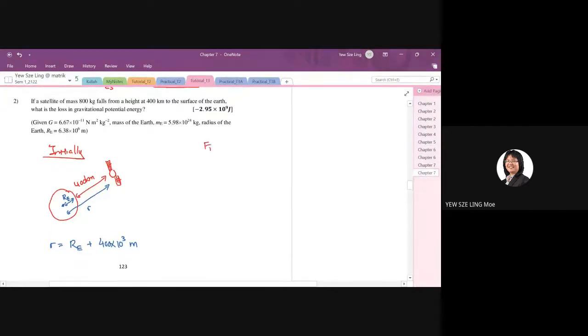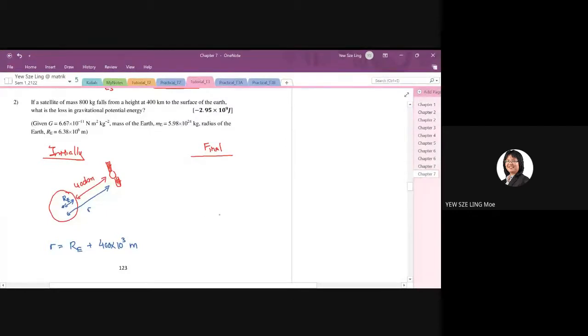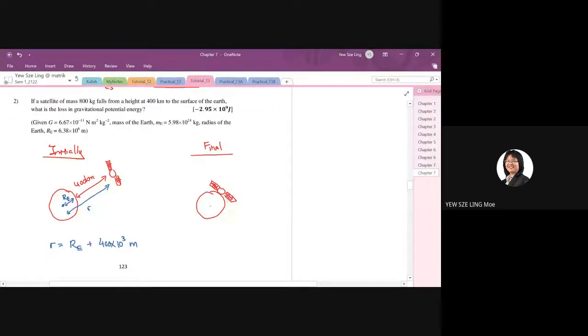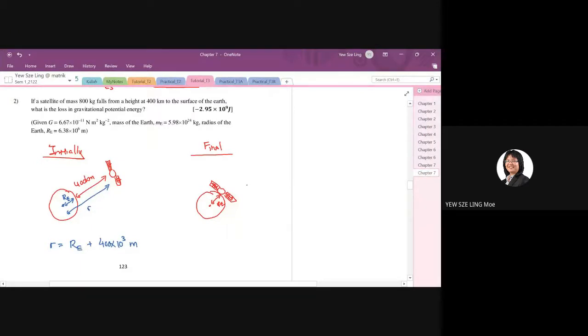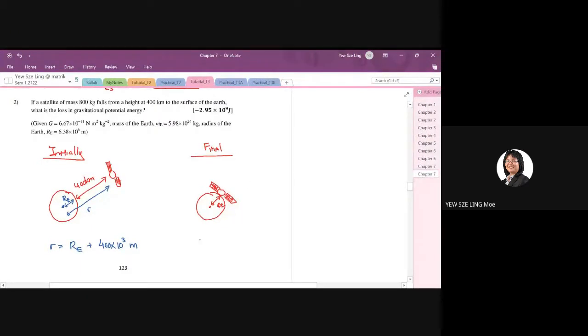And then how about its final position? Now it drops, okay, it drops onto the surface. So now your object is located on the surface. All right, it is located on the surface. So this is the center. So what does it mean? It means the r that you're going to use is simply R_E, because now it's located on the surface, so you don't have to add anything. So in this case, r is straight away equal to R_E.